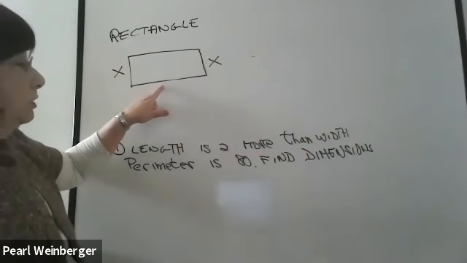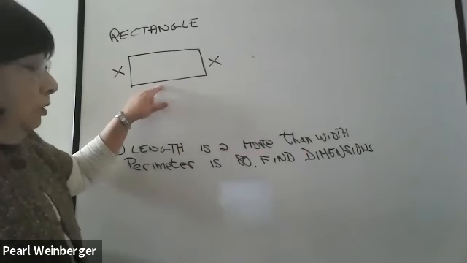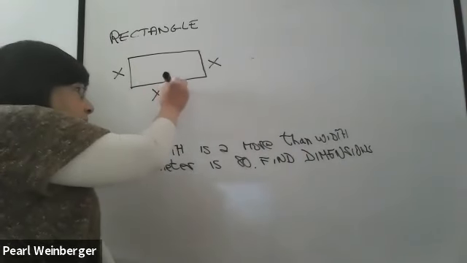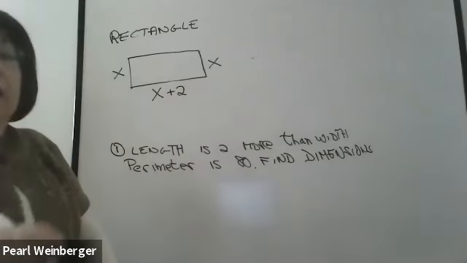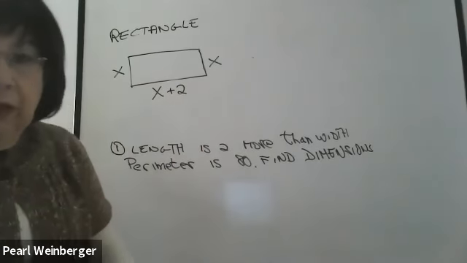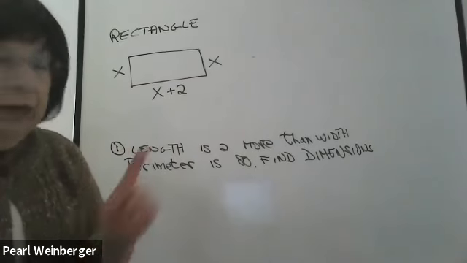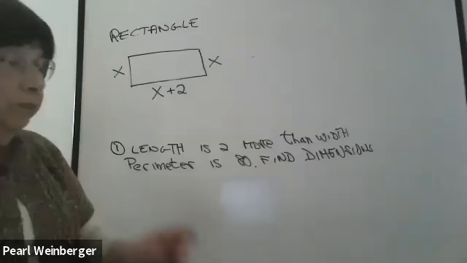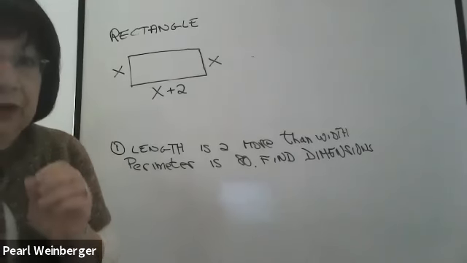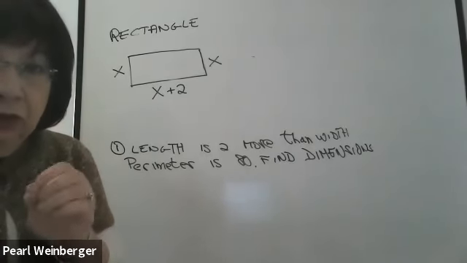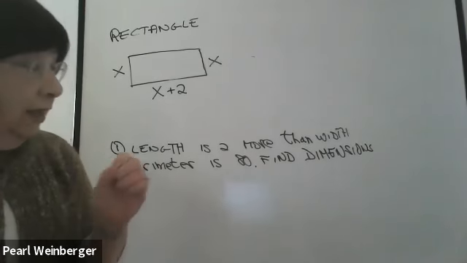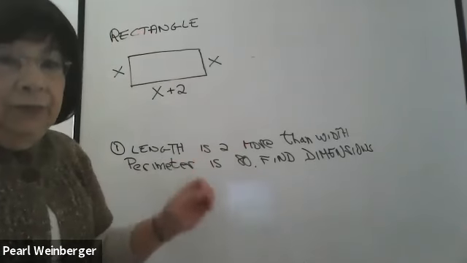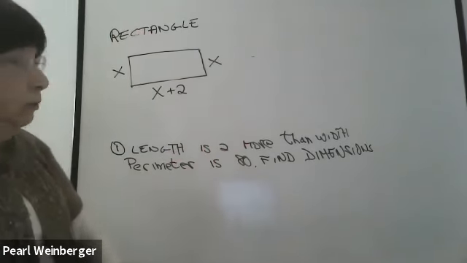Now here's my length. 2 more means I take my width, which is X, and add 2 to it. And I get X plus 2. It would have been equally correct to write 2 plus X. That's fine also. Where you have to be especially careful is with the word less. Let's finish this problem, then I'll talk about what happens if there's a word less in your problem.